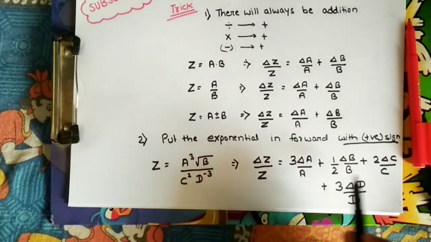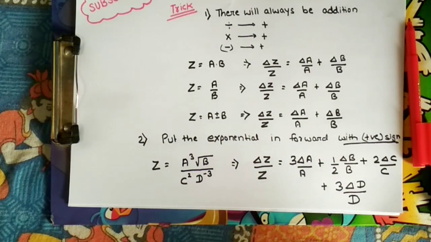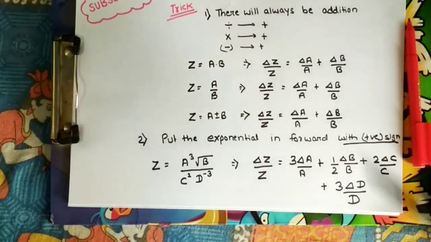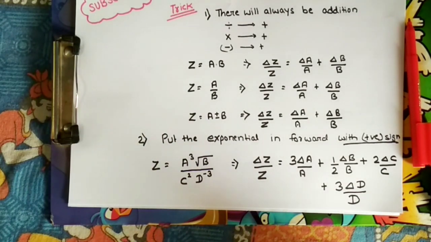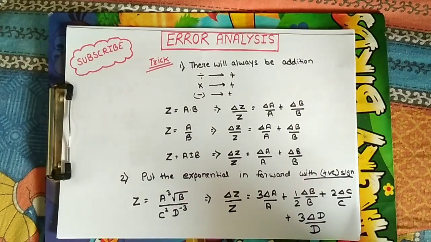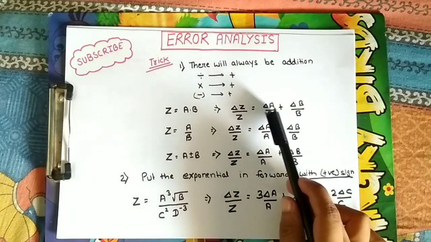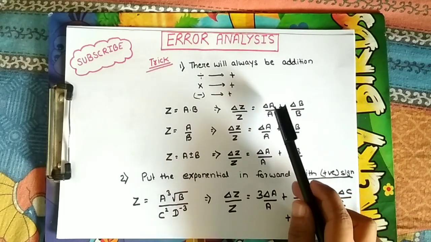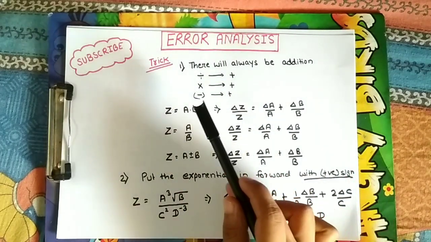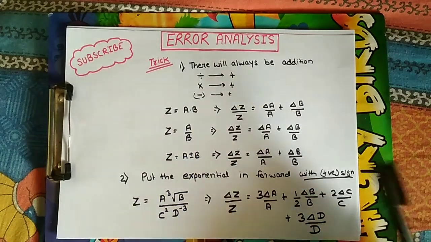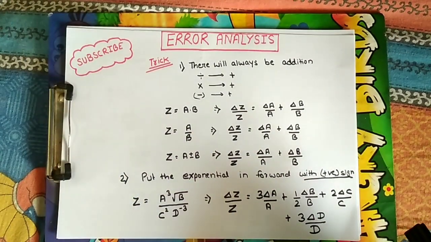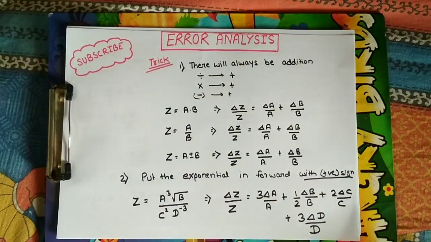Values will be given, put in the values and you will get the answer. Simply with these two rules you can solve all the questions in error analysis. I have come up with some questions which were asked in JEE as well as in NEET, so let's solve them. Here delta z, delta a, delta b represent the errors in z, a and b, and these are expressions which you should always remember. Now let's start solving questions.